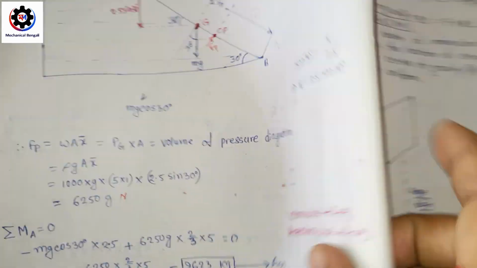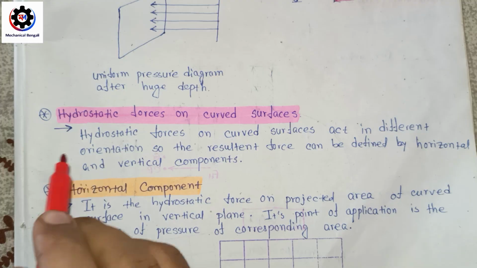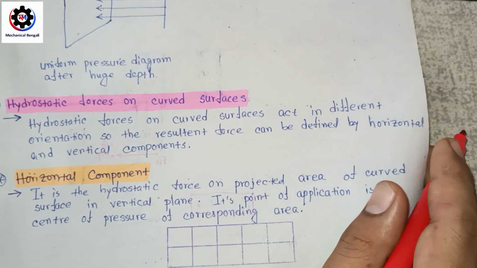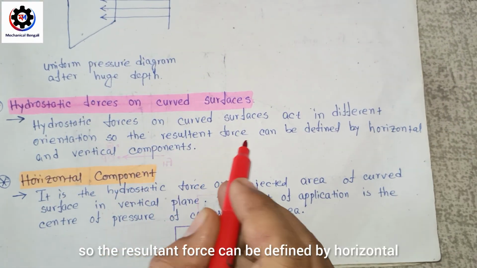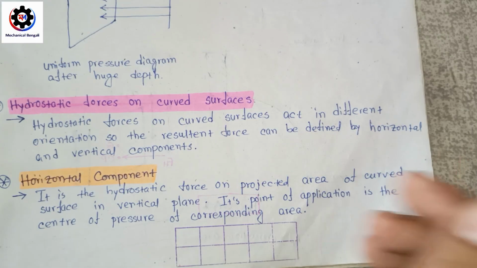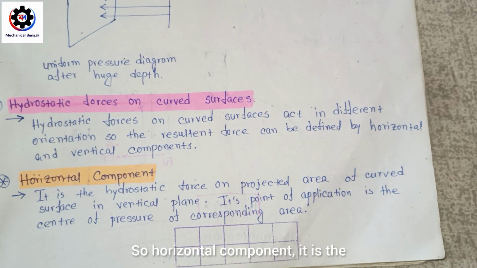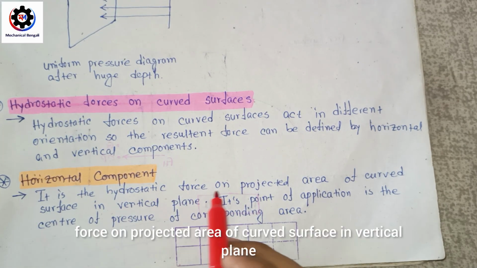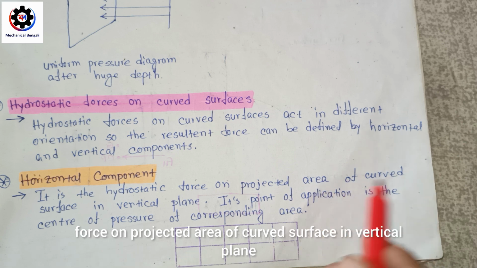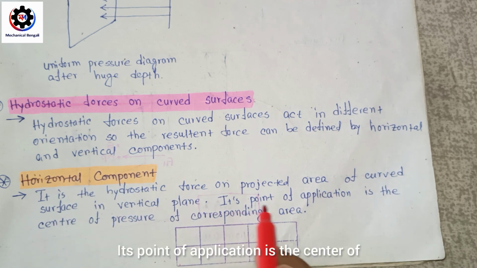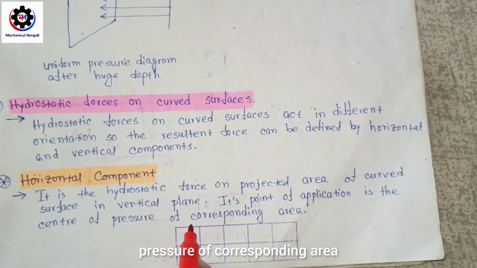Let's try to understand this. Here, hydrostatic force on curved surface. Hydrostatic force on a curved surface acts in different orientations, so the resultant force can be defined by a horizontal and a vertical component. The horizontal component is the hydrostatic force on the projected area of the curved surface in the vertical plane. Its point of application is the center of pressure of the corresponding area.